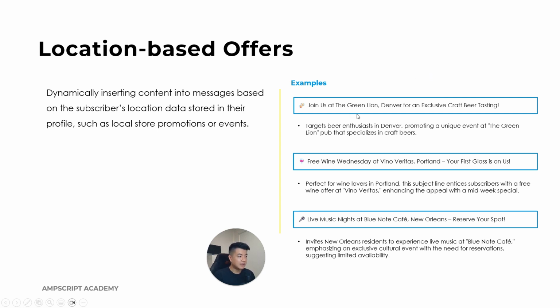Join us at the Green Lion, Denver for an exclusive craft beer tasting. Obviously, the Green Lion, Denver, this is probably a specific restaurant or pub in Denver that you probably send out to a customer located around that region. And you can start to realize that it really depends on the data you have for the customer. So if you know that the customer is within this location, then you can send this type of communication. If not, then you have to think about a default, right? Because if you don't have that data, then what are you going to show? Maybe it's a more generic subject line or generic content. So it's up to you guys.